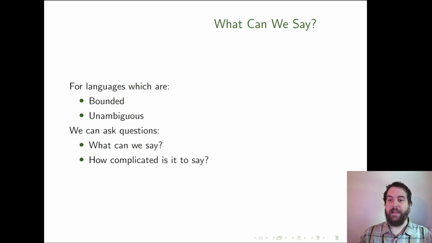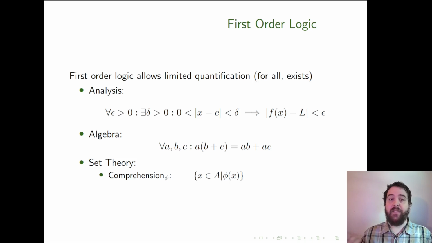How complicated? We can have various measures of the complexity of a particular formula, and we can ask, how complicated is it to say these particular things in these particular languages? So that's what model theory is all about. And the sort of languages that model theory primarily concerns itself with are first-order logics. So you've probably seen first-order logic before. It shows up everywhere throughout mathematics. Specifically, you're allowed limited quantification. You have some sort of domain of quantification, and all quantifiers are quantifying over that particular domain of quantification.